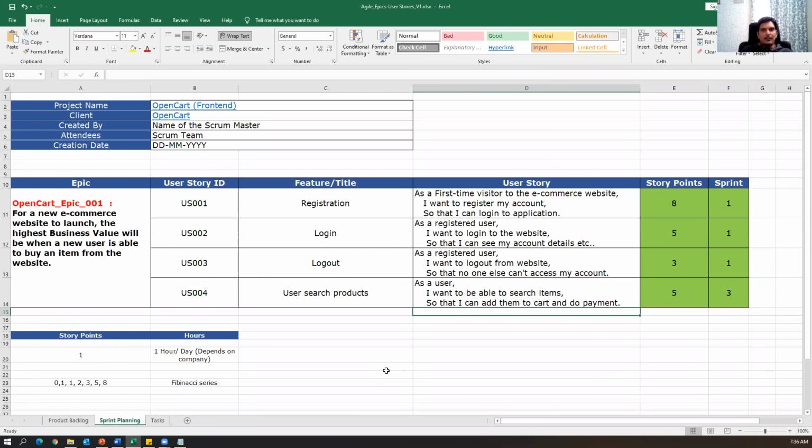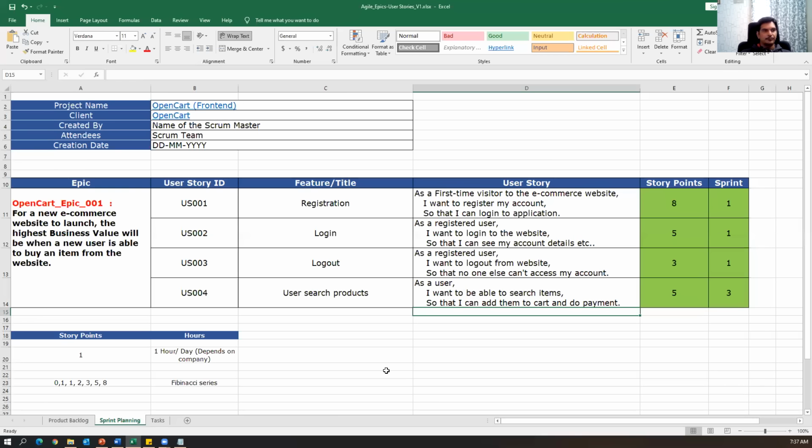Suppose you found some bugs in the first sprint, and they are not fixed by the developer, those bugs will again be planned for the next sprint along with the new stories. So that's how the process will go on. So this is a sample example of the sprint backlog. This will be done during the sprint planning meeting.